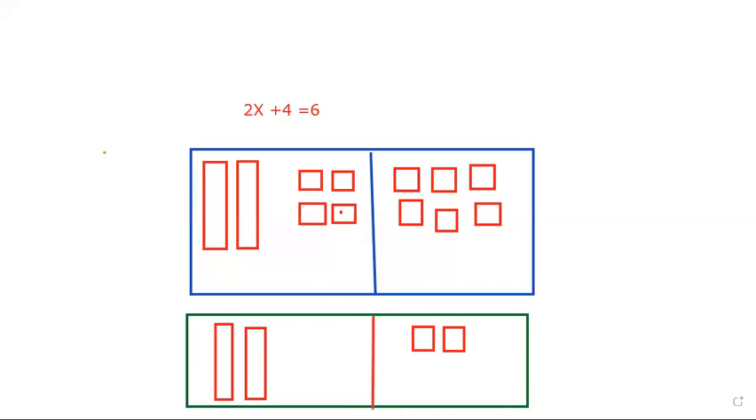Each 1x will be equal to how many? To solve this, if I distribute each algebraic bar with one small, this is 2x and this is 2, which means each 1x should be equal 1, right? So this is the answer for the equation. Then x equals 1.